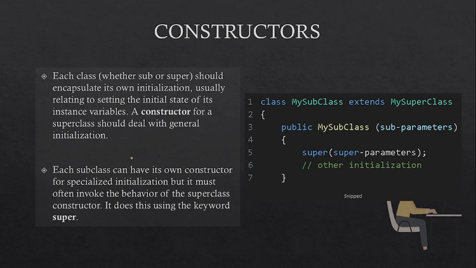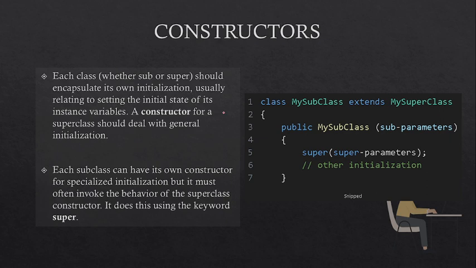A subclass can have its own constructor for specialized initialization, but it must often invoke the behavior of the superclass. So before we initialize the attributes in the constructor of our subclass, we should first call the initialization of the superclass. It does this by using the keyword super.